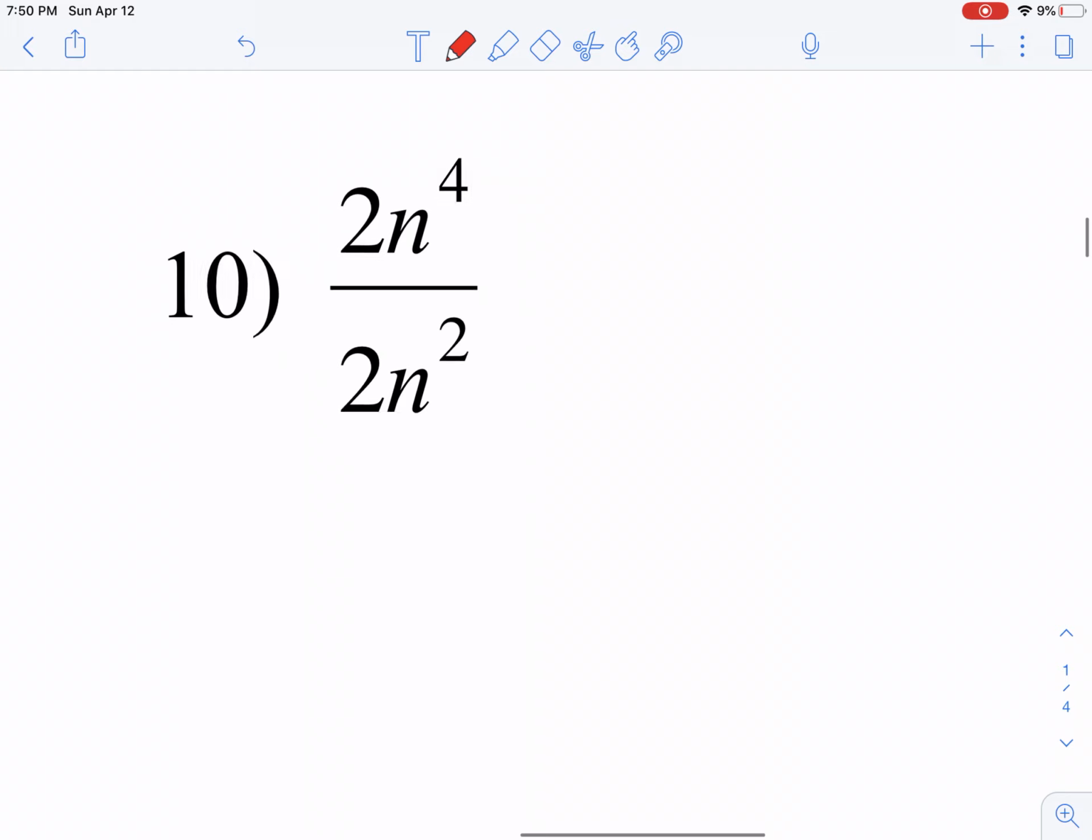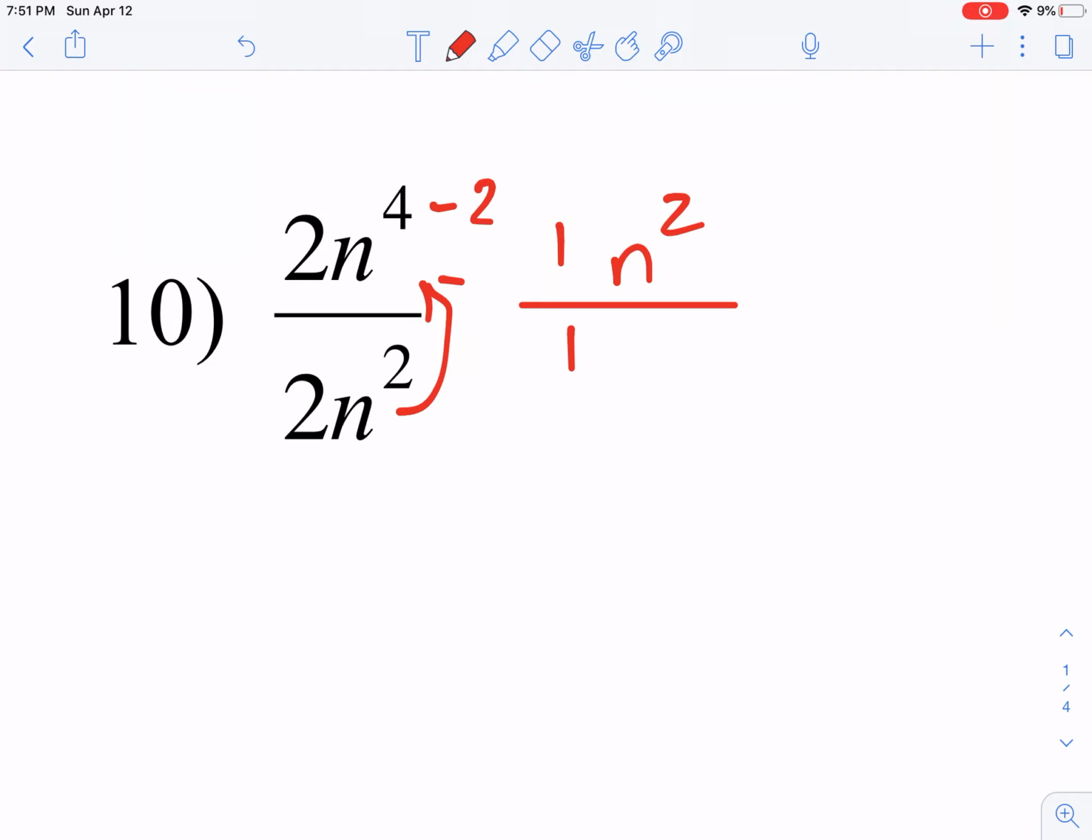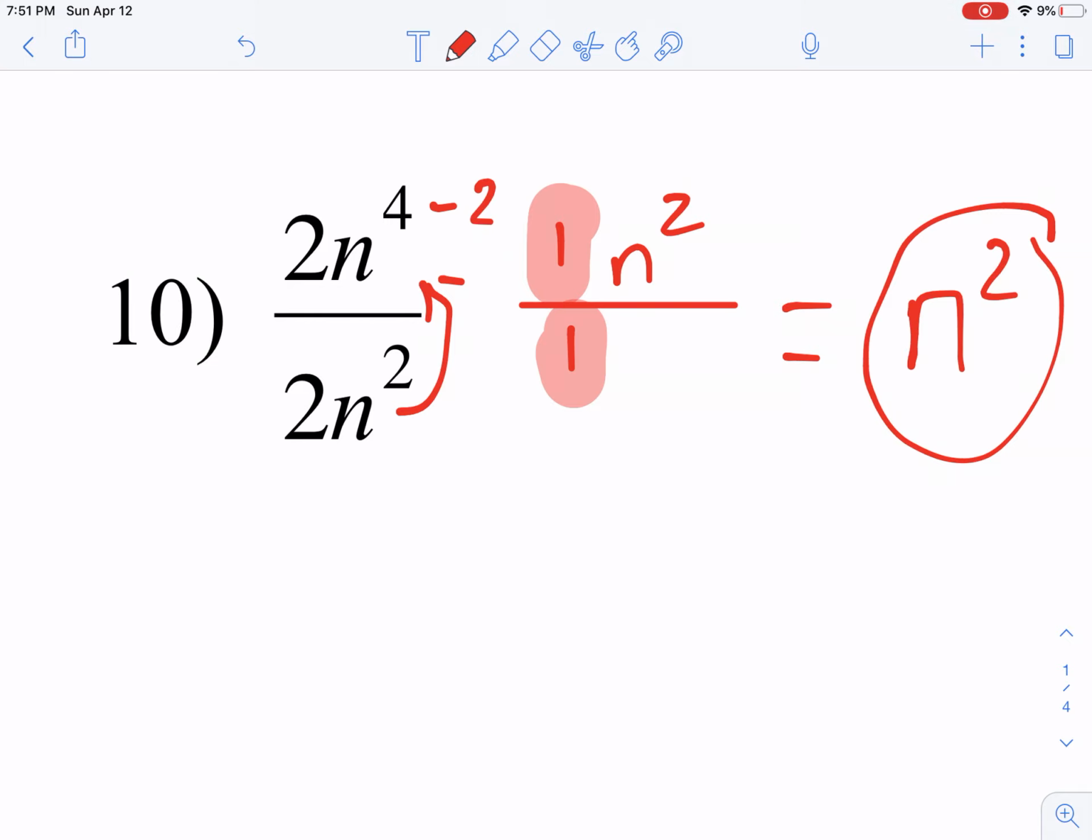Looking at number 10, you have 2 over 2, which can reduce to 1 over 1. We're going to move this to the top because n to the second is smaller than n to the fourth. N stays on top, and 4 minus 2 is 2. Anything written over 1 can be written as itself, so this will be rewritten as n squared. Remember, you do not have to write the number 1 in front of a variable, so the answer you're looking for is simply n squared. We assume that the 1 is already there.